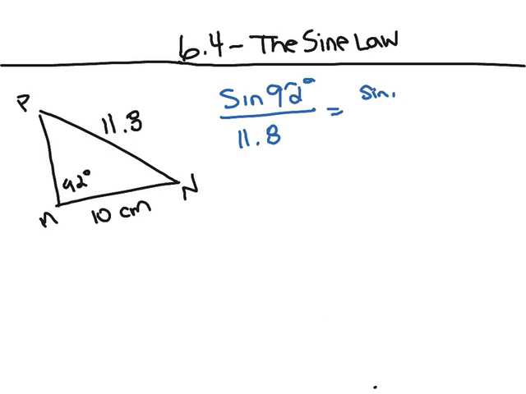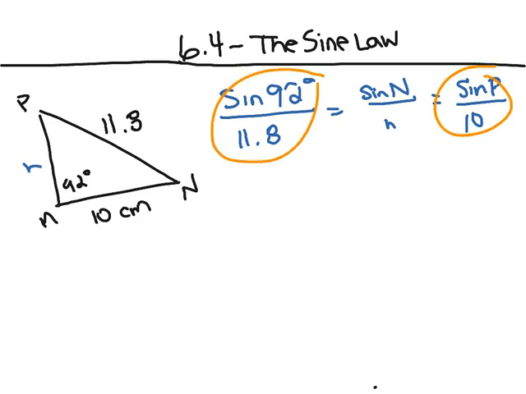sine of n over little n. So this will be n, which is equal to the sine of p over 10 centimeters. We want to find angle n to the nearest degree. Because we can't directly find angle n since we don't know its length, first we have to find angle p, and then we can use that to find angle n. So we're going to choose this and this.